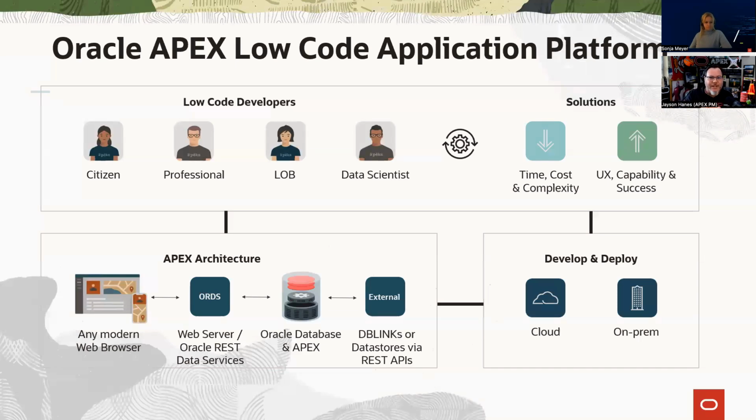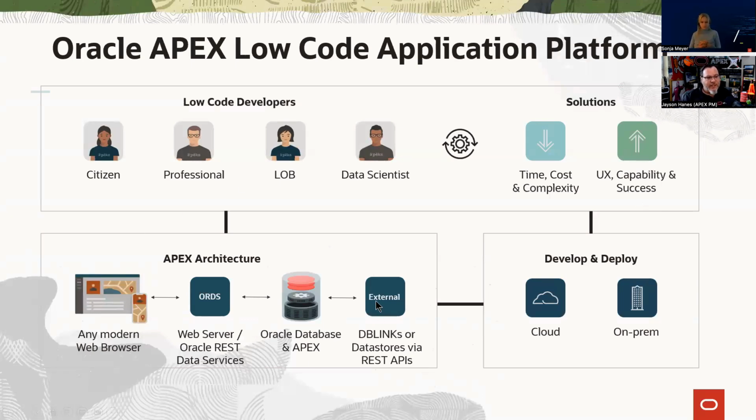Citizen developers can uptake and learn Apex very quickly, and you can start building applications in almost no time at all with almost no code. And I'm going to show you that in just one moment. But it also can scale to the professional developer, including the line of business developer and data scientists alike. So all of these different types of people can take advantage of Apex in regards to the features that are important to them for their particular use cases. The whole idea is to iterate over apps to reduce the time, cost, and complexity. And that improves the user experience and the capability and success of those apps.